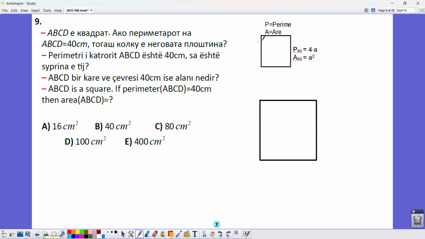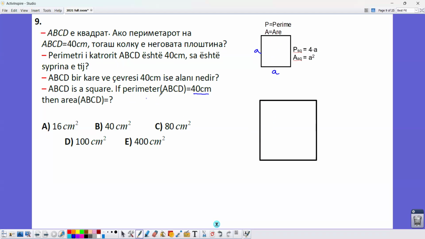Now, when we are coming to the ninth one, ABCD is a square. If the perimeter of ABCD is 40 centimeters, then what is the area of the square ABCD? Firstly, let's remember the perimeter and area of the square. If it is said that it is a square, it means that all the sides are equal. If the length of the side is A, then the perimeter of the square is 4 times A, and the area of the square is A squared.